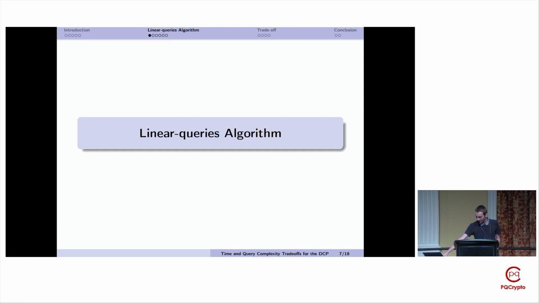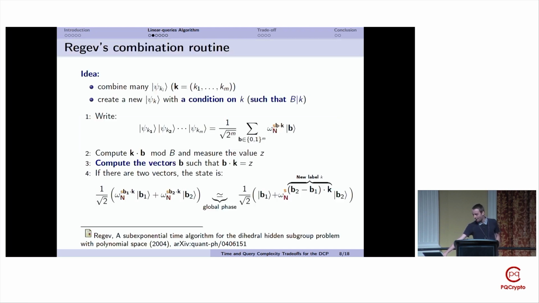OK, so how does this algorithm work? And for this, I need to speak about the combination routine that is used in Regev's algorithm. So recall that all this is about combining the phase vectors in order to obtain useful values of k. And Regev does this as follows. Imagine that you have many phase vectors for values of k, and you want to create a new one with some condition, and this condition is basically that k is divisible by some given integer.